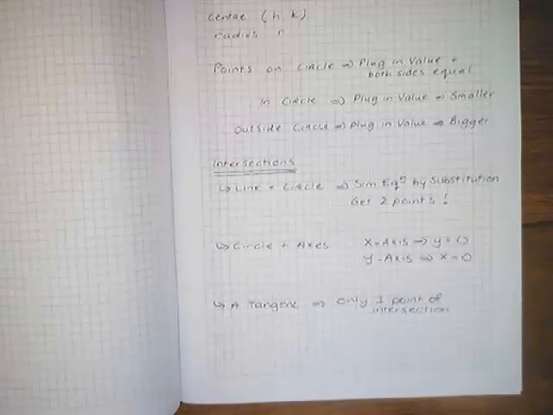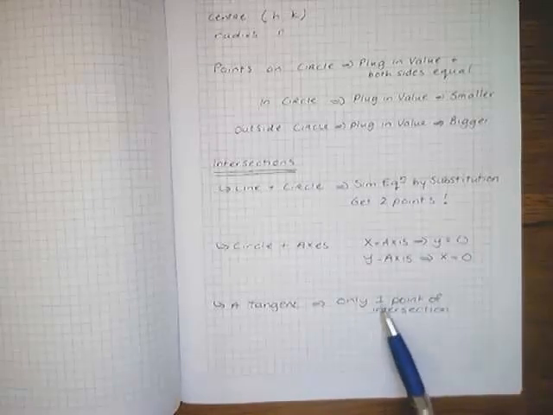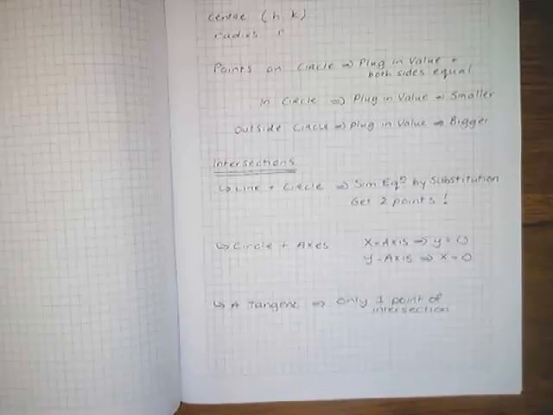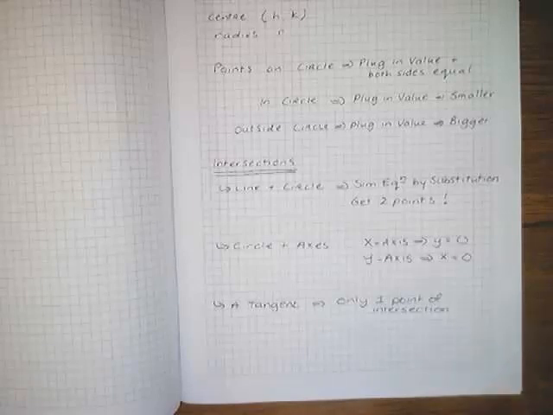And then finally, if they ask you to show something is a tangent, one way is to do an intersection between the two, if you have 2 equations, and find out that there is only 1 point of intersection, because a tangent is a line that intersects a circle at 1 point only. Another way you can do it is by using slopes, and we will discuss that later. Okay.